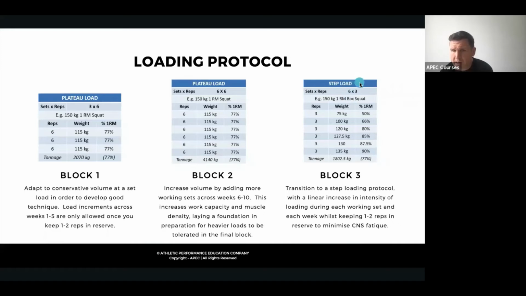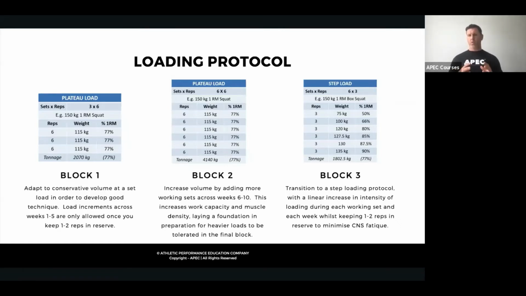Now, why would you pick a step load over a plateau load? Well, step loading is normally associated with strength type training. So we want to remember, we want to get stronger at the set or the prescribed number of reps that we're giving. So we would slowly increase the load over the duration of that set so we can induce mechanical tension.